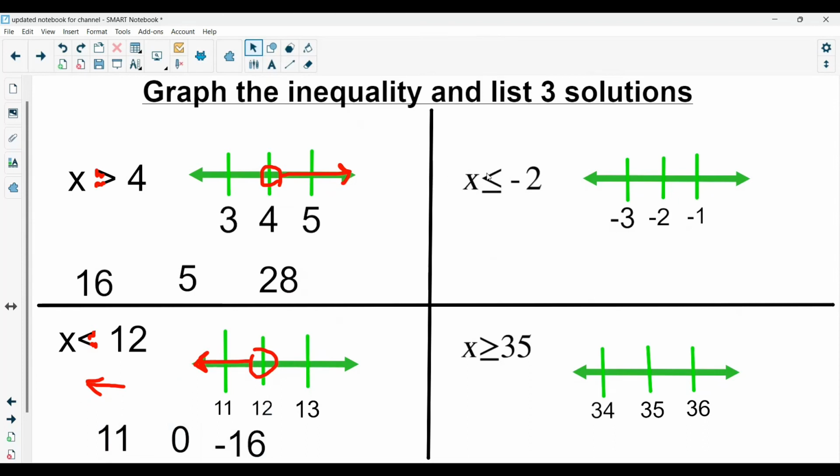It says x is less than or equal to negative 2. See how we have the equal sign under here this time? That means we're going to have a closed circle here on our negative 2. Okay, now let's see what the alligator is eating. The alligator is eating the negative 2, which means x is smaller than negative 2.